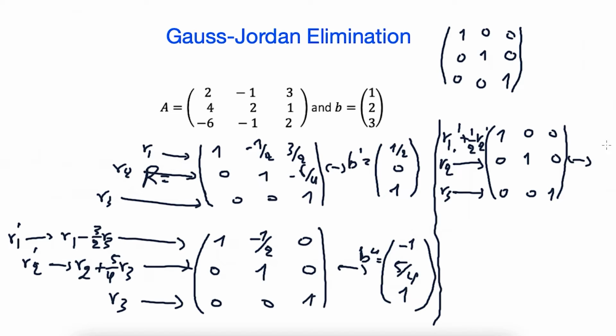And also the same for the corresponding vector, which is minus 1 plus 1/2 times 5/4. This will give us minus 3/8, and the others stay as they are, 5/4 and 1.